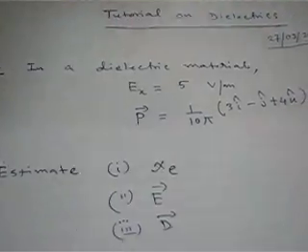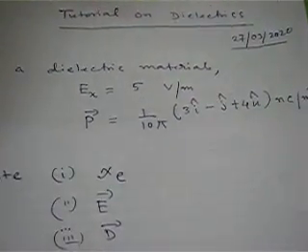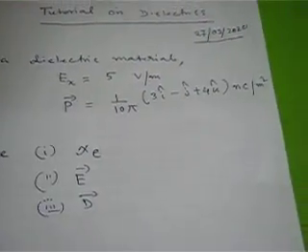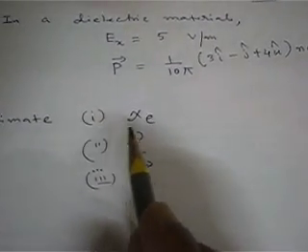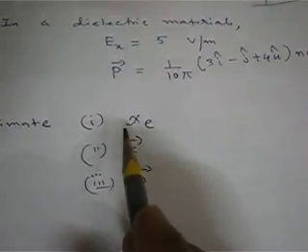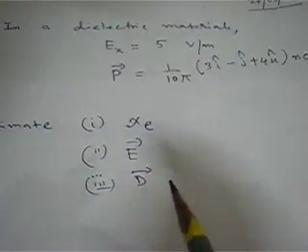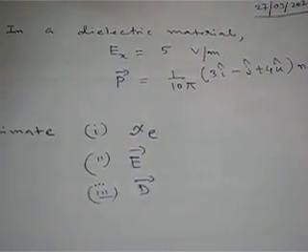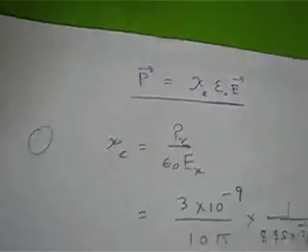In this problem, it is mentioned that in a dielectric material, the x component of the electric field vector is given, and the polarization vector is given. You have to calculate three parameters: the dielectric susceptibility, the electric field, and the electric displacement vector, D vector. So there are three parameters to be calculated. Let us discuss one by one.